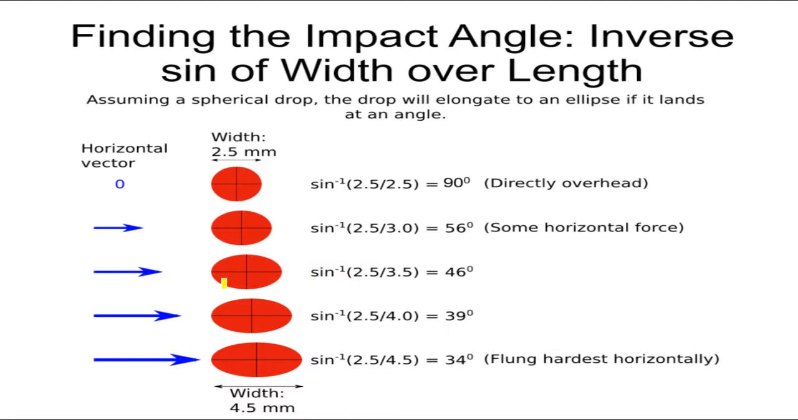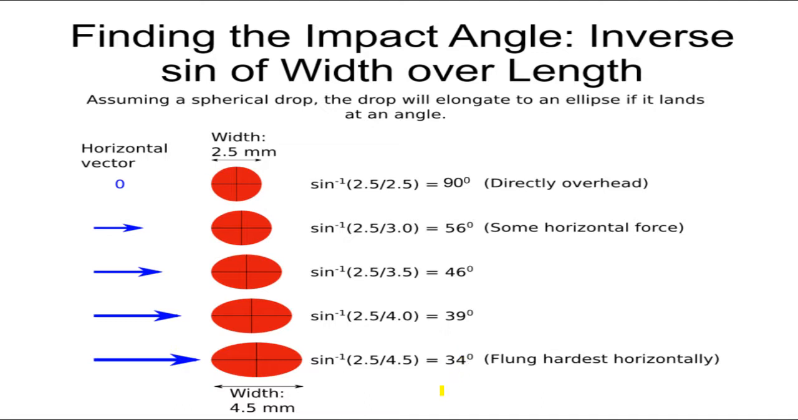So anyway, we take the width divided by the length. That'll give us our number. The inverse sine of that number, 2.5 divided by 3.5 in this case, is 46 degrees. That's a shallower angle, because it was pushed horizontally. In this case, it was pushed even more because the angle was even lower. And we get 2.5 divided by 4. The inverse sine of this number gives us 39 because the angle is shallower. And so on. The more stretched it is, the shallower the angle.